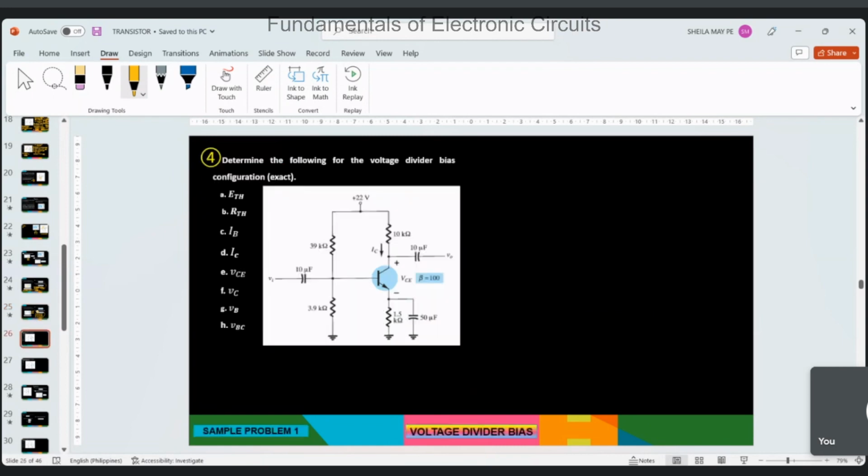Okay. Now next we have here a sample problem for a voltage divider bias configuration using exact analysis. We need to find ETH, RTH, IB, IC, VCE, VC, VB, and VBC. Now how to find those?